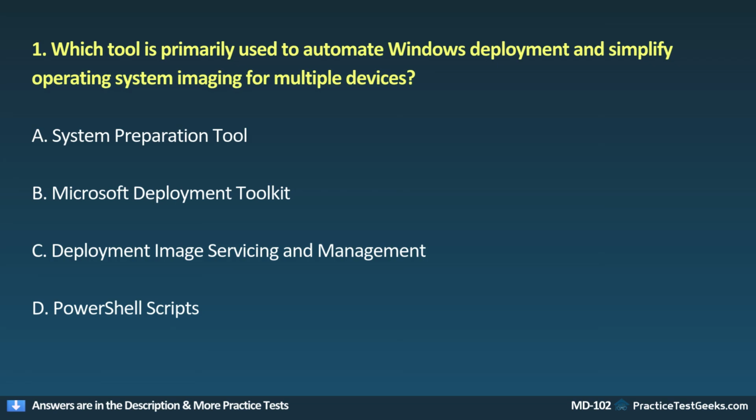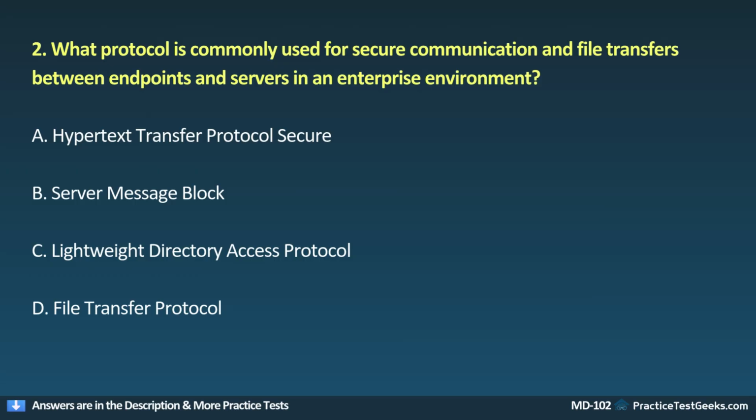1. Which tool is primarily used to automate Windows deployment and simplify operating system imaging for multiple devices? A. System Preparation Tool. B. Microsoft Deployment Toolkit. C. Deployment Image Servicing and Management. D. PowerShell scripts.